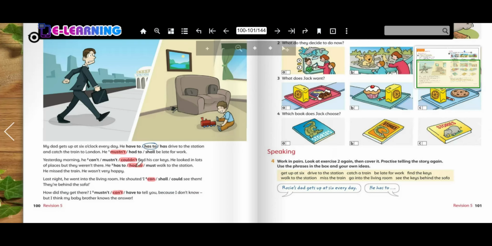Okay, so exercise number 2, these are the answers. So number 1, can you read? "My dad gets up at 6 o'clock every day. He has to drive to the station. He mustn't be late for work." All right, stop there. Why do we use mustn't? Because it's still talking about every day, it's in the present. So that's why we use mustn't. We don't use had to. Okay, next one.